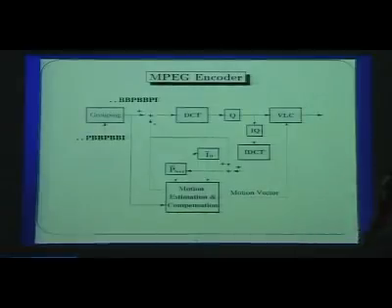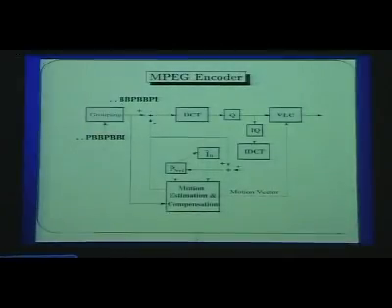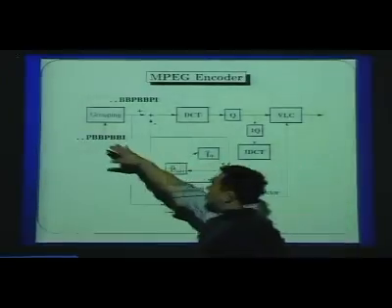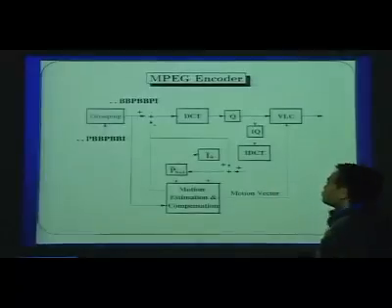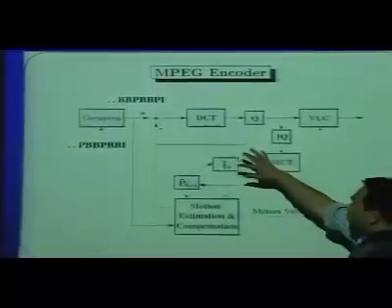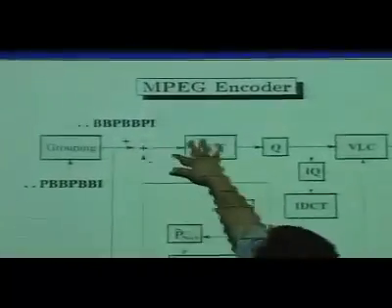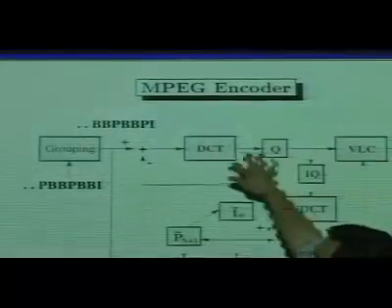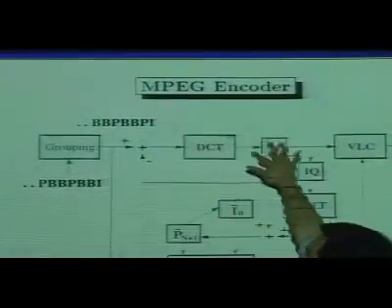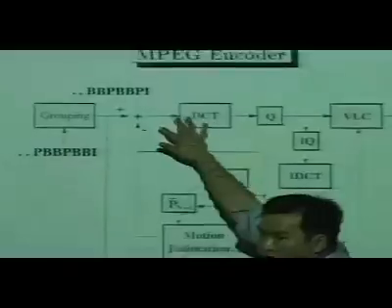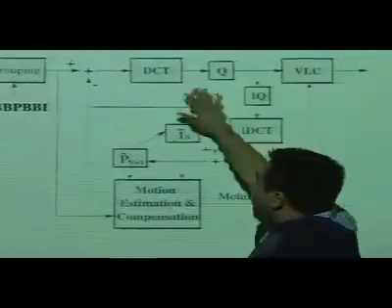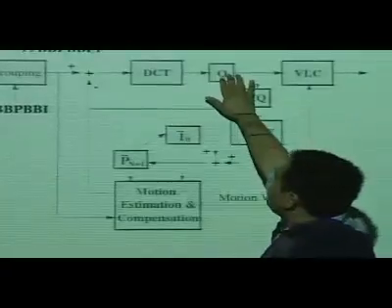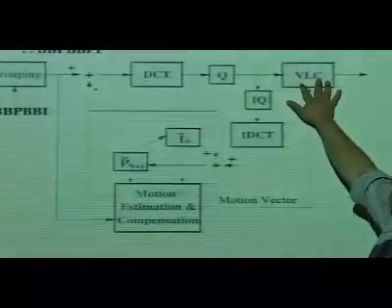So here is the very generic codec. Okay? The frame coming in, group of picture. You see that there's a path here. This path is for intra-frame coding. That's coding the first frame in a group of picture, consisting of DCT, quantization, and entropy coding.